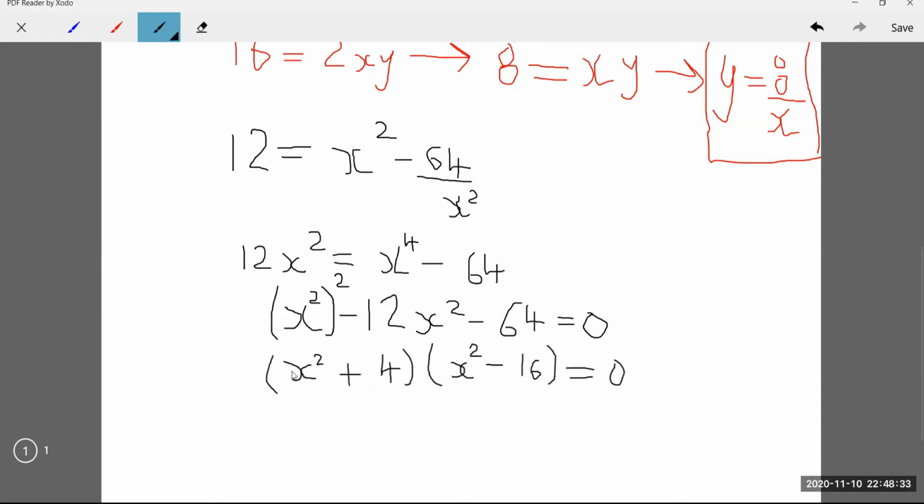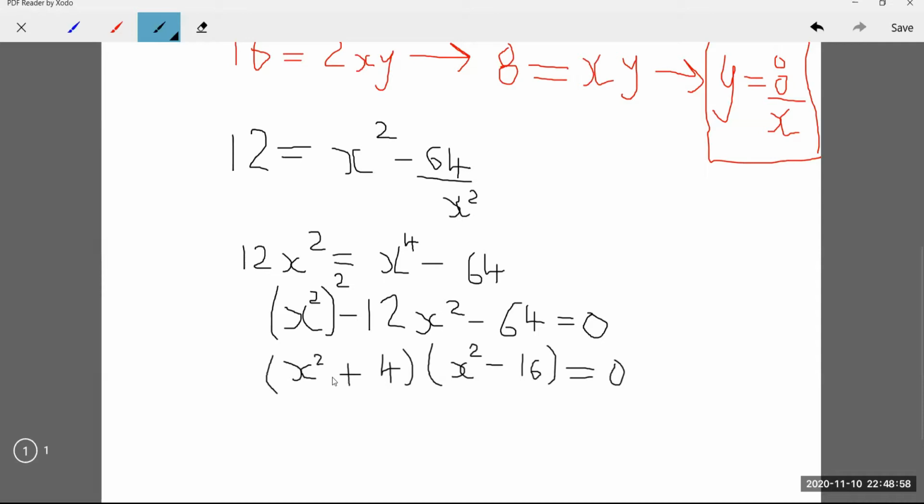If you were to test it out, x squared times x squared gives us back x to the 4. X squared times 16 is minus 16x squared. 4 times x squared is 4x squared. And the 4x squared and the minus 16x squared give us the minus 12x squared. And 4 times negative 16 is negative 64. So we factorized it right.